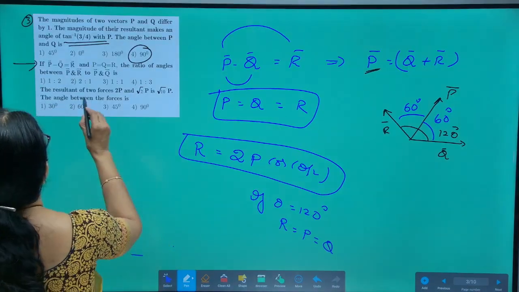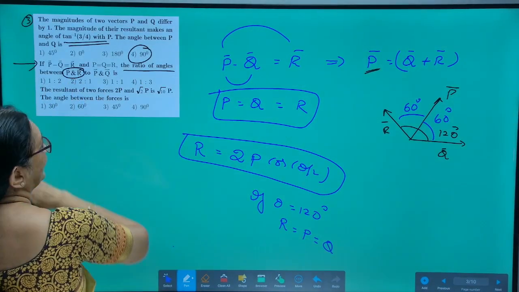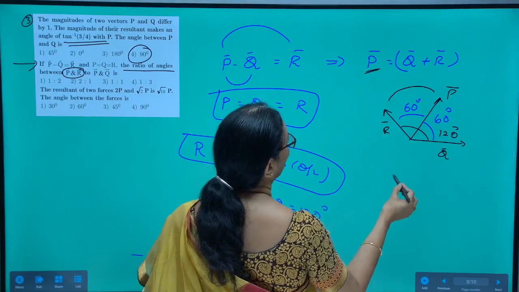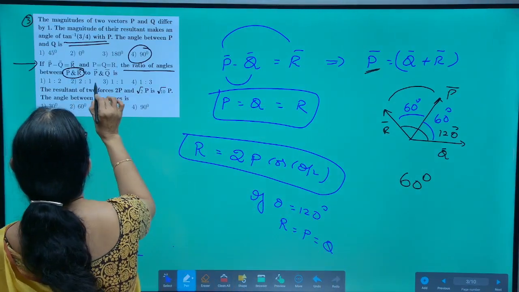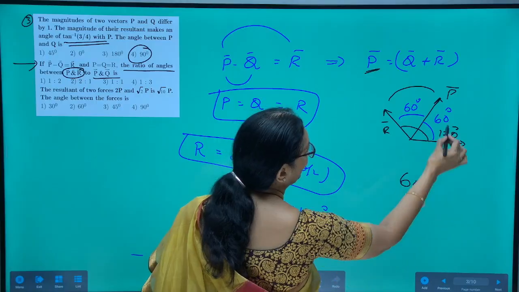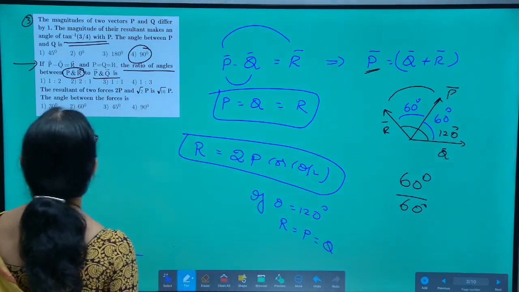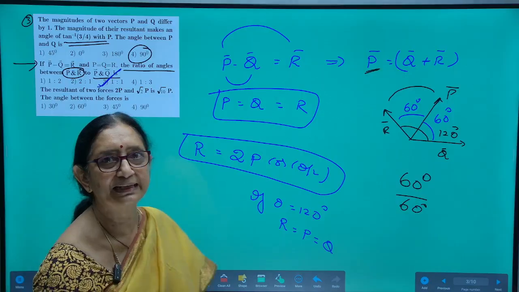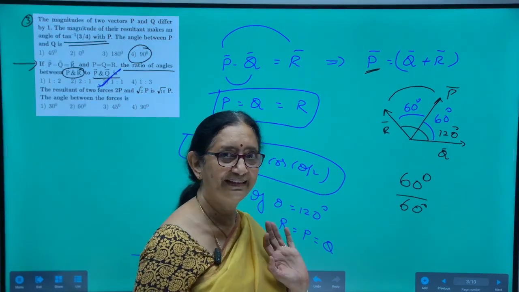Now, look at the question, the ratio of angles between P bar and R bar, and P bar and Q bar. The angle between P bar and R bar is equal to 60 degrees, and the angle between P bar and Q bar is also equal to 60 degrees. That ratio is just 1:1. That is the correct answer for that problem. Okay, I think I am clear.